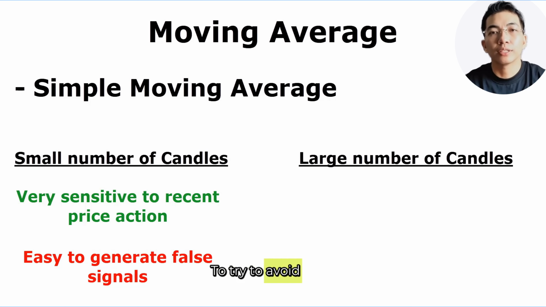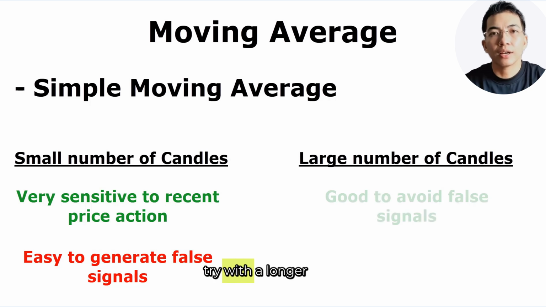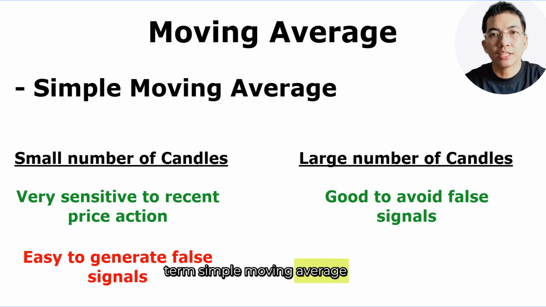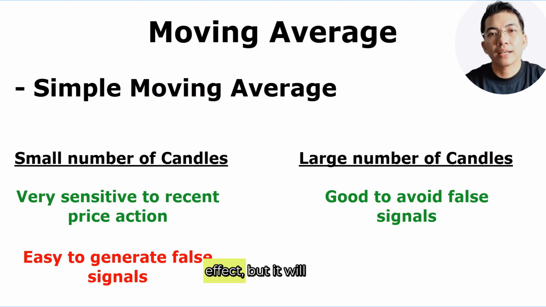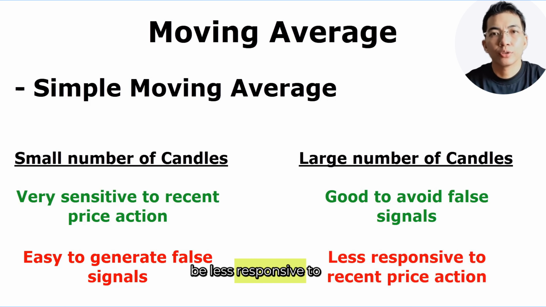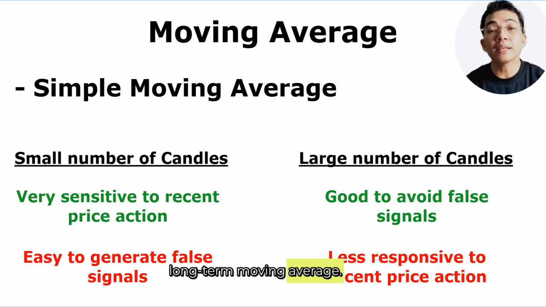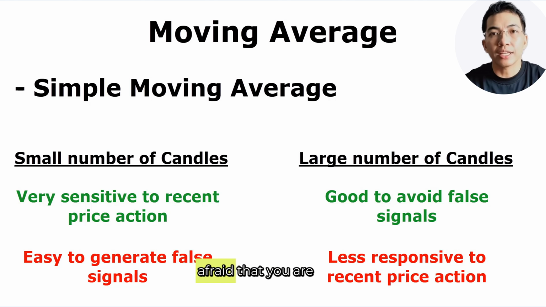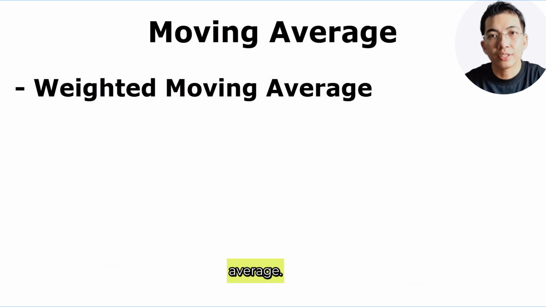To try to avoid false signals, you can try with a longer term simple moving average that has a smoothing effect, but it will be less responsive to recent prices. So you need to try to balance the advantages and disadvantages of having a short-term and long-term moving average. If you want to choose a long-term moving average, but you are afraid that you are not giving much importance to recent candles, you can have a look at the weighted moving average.